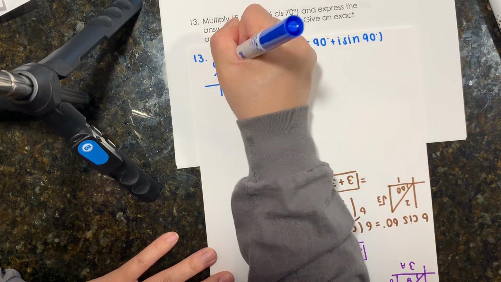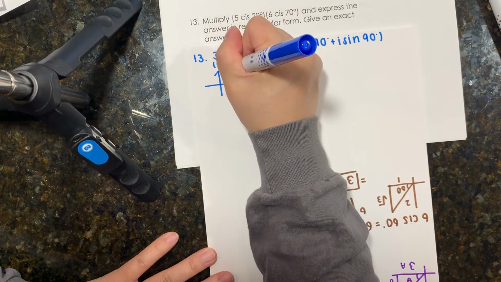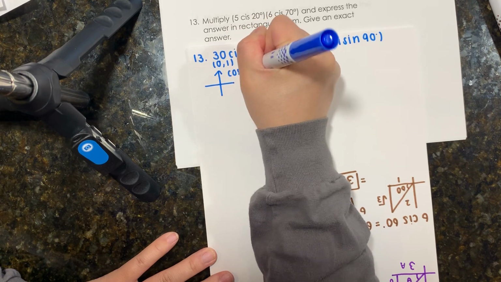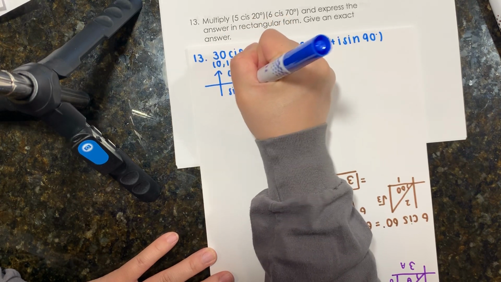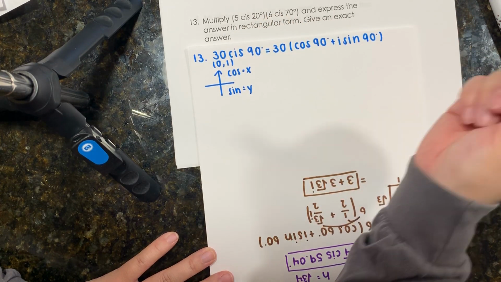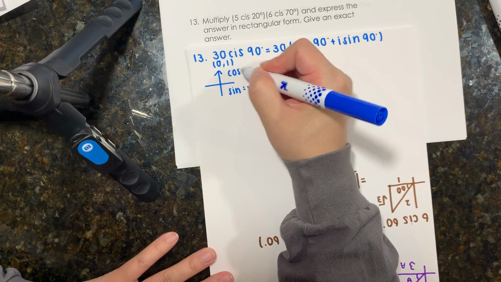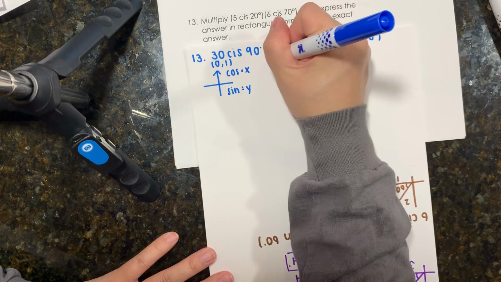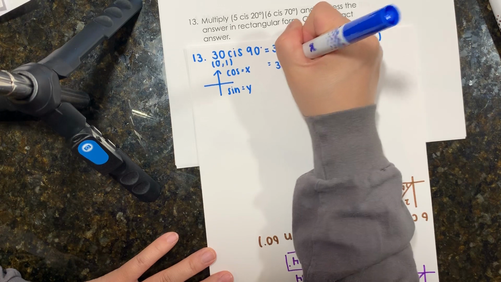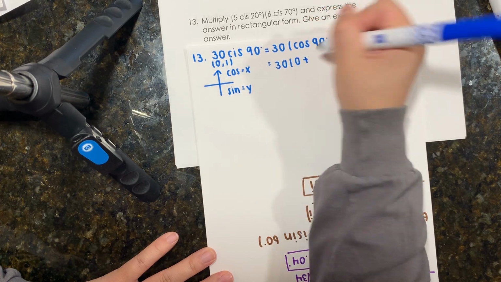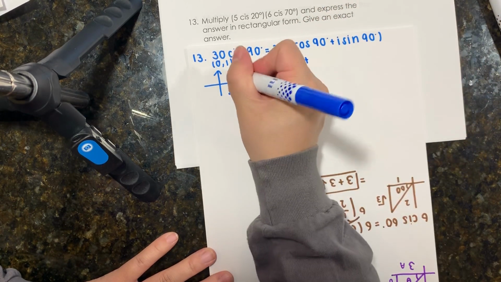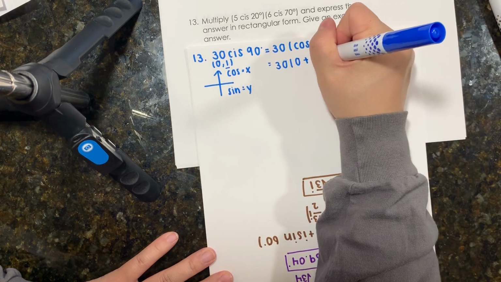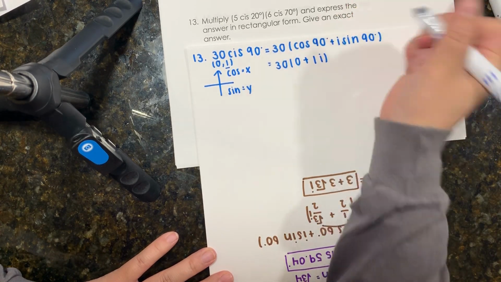at 0, 1. Cosine is equal to the x coordinate and sine is equal to the y coordinate. So the x coordinate at 90 degrees is 0. So this would be 30 times 0. And then the sine of 90 degrees would be the y coordinate, which is 1. So that would be 1i.